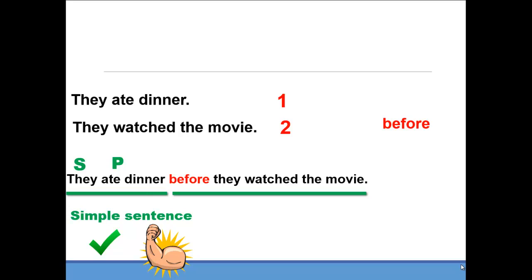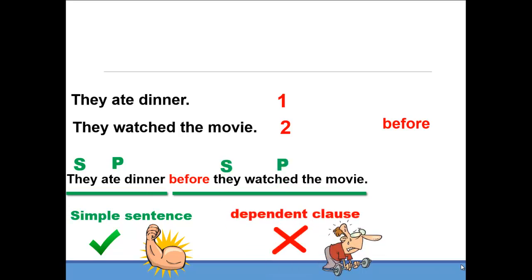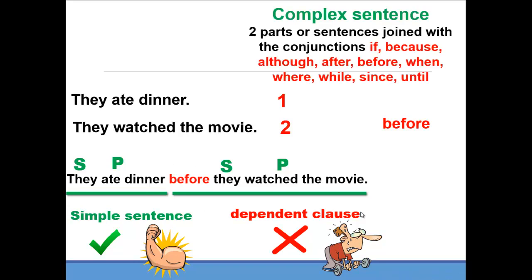Can this part of the sentence be used alone? No, it can't. So what do we call this part? We call it the dependent clause. This part starts with the subordinating conjunction before, so it is the dependent clause. Let me remind you one more time of the different subordinating conjunctions. They are if, because, although, after, before, when, where, while, since, and until.